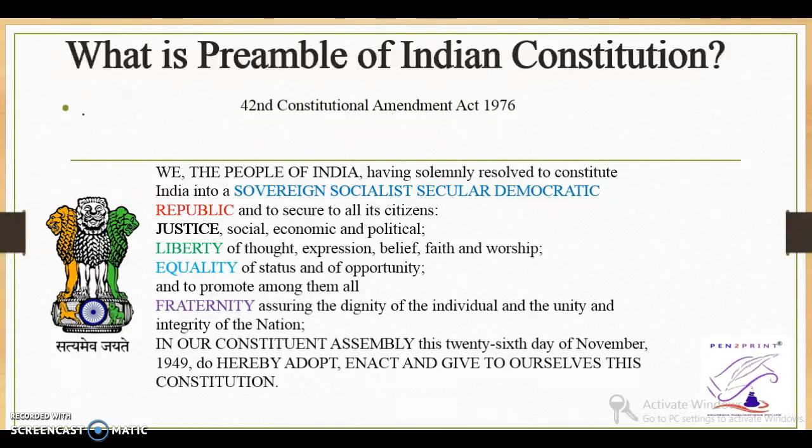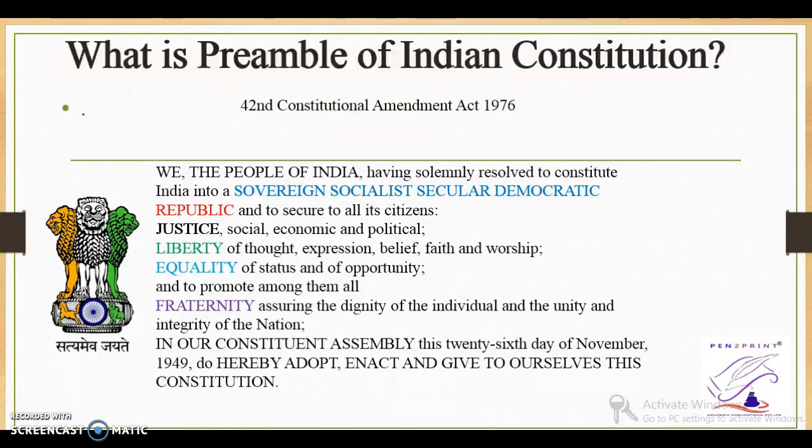The preamble also sets what will be the main objective of the government. So, the main objective of the government should be to provide justice. India seeks to secure social, economic and political justice for all its people.